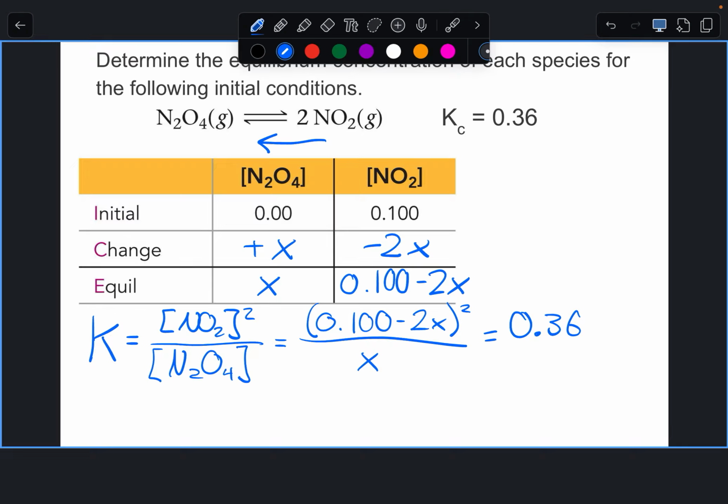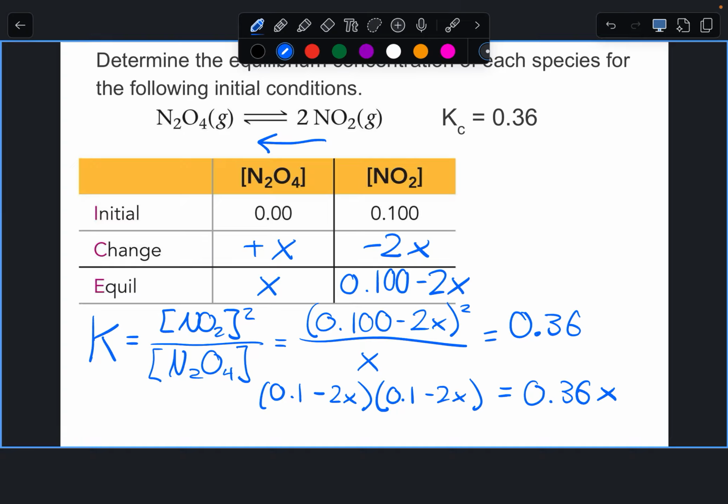So whether you plug that into the quadratic formula, or plug that into a solver, or graph it, any of those will give you a good answer, okay? So I'm going to go ahead and work that. You can follow along with me if you want, or do it on your own. So I'm going to start by foiling the 0.1 minus, I'm going to write that as 0.1 just to avoid the zeros, minus 2x. And then that's going to be equal to 0.36x. So I moved the x over already.